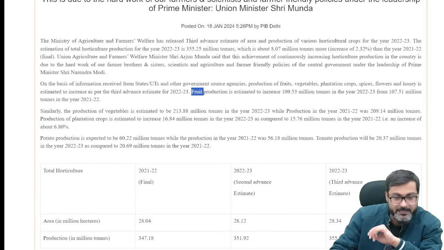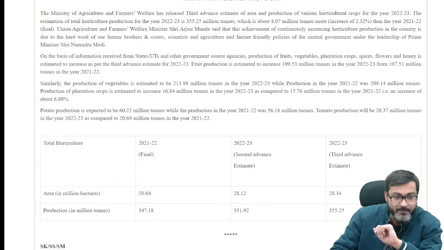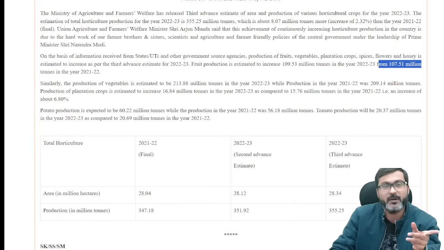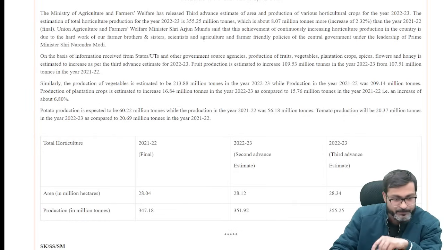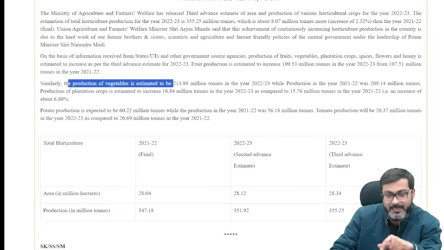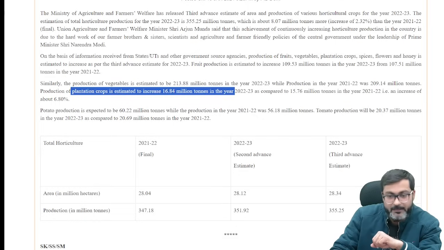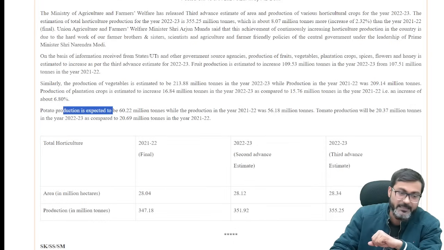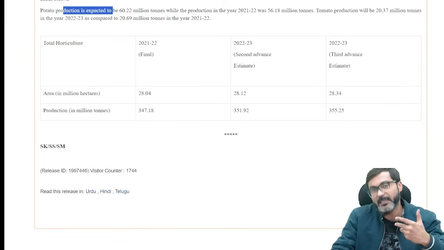For example, this is the number, food production is estimated to increase to this, right? The second data, from 107.51 million, is not required, okay? You need to remember the current data. Production of vegetables, seen. Production of plantation crops, seen. Potato production done, and tomato production done. Okay, that's all you pick up, and finish. You don't need to do these tables and so on, because these are comparisons, and these comparisons keep on coming.